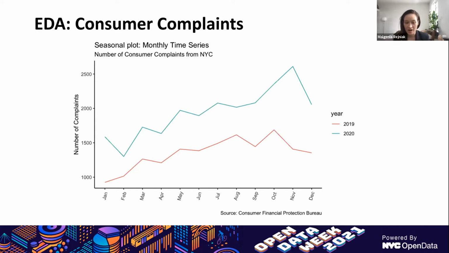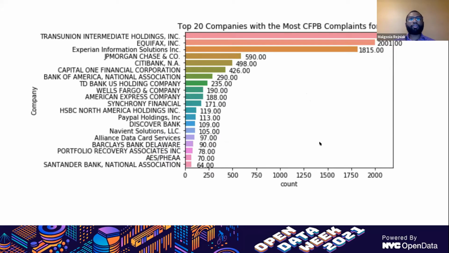They do share a very similar trend, but it is still much higher, almost double. Okay, so one thing we kind of looked at is maybe you could just consider it some initial EDA. It's just the top 20 companies that most of the Consumer Financial Protection Bureau complaints were with.